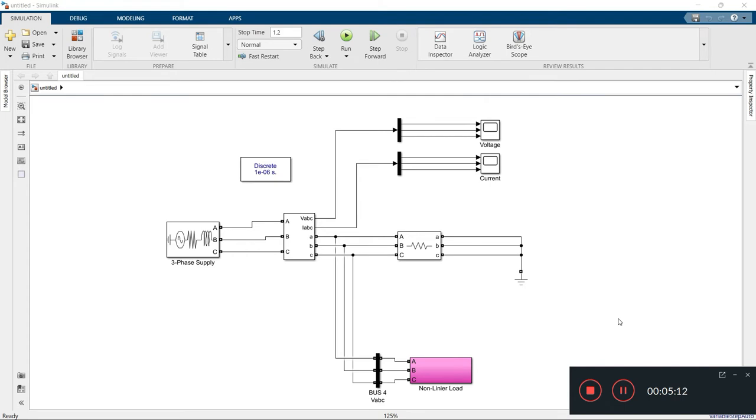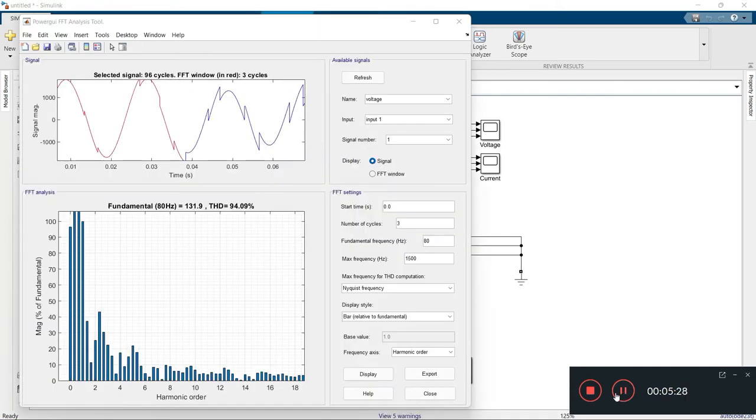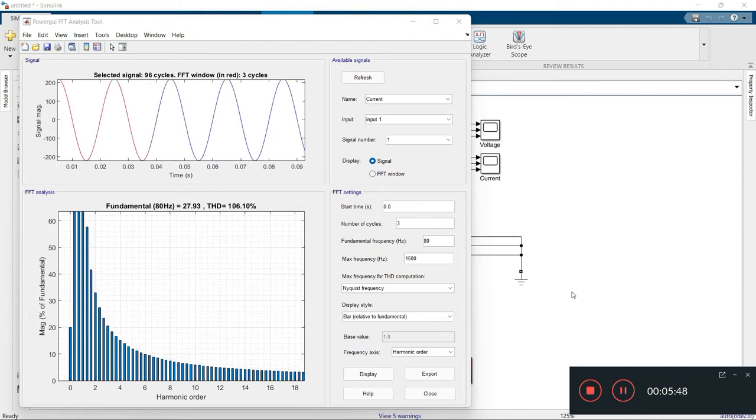Lastly, by modifying the previous linear model, we decided to add a non-linear load and a bus bar to initiate the harmonics in this model. Here in the voltage FFT analyzer, the result shown is a bit opposite compared to the linear load model, whereby the voltage result has a bit of noise distortion with THD of 94.09%. Meanwhile, the current FFT analyzer shows a clean shape of a sinusoidal wave.